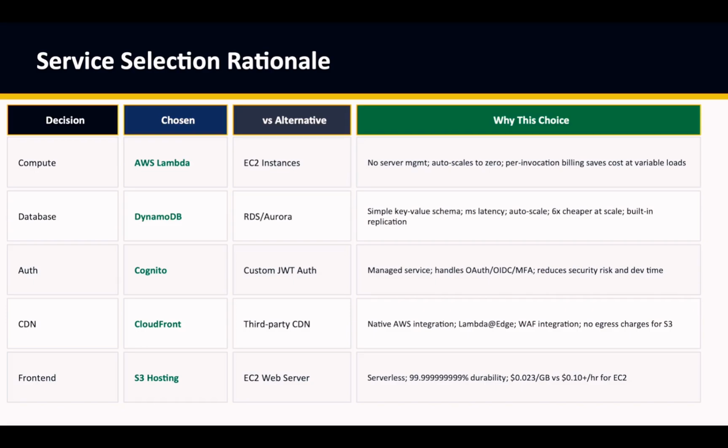CDN, CloudFront over a third-party CDN. CloudFront integrates natively with S3, API Gateway, and web application firewalls. There's no cross-vendor complexity. It also has zero egress charges for content served from S3, which makes a meaningful cost difference at scale. Front-end hosting, S3 over an EC2 web server. S3 static hosting is serverless, has 11 nines of durability, and costs a fraction of a cent per gigabyte compared to paying for an EC2 instance that would sit mostly idle.